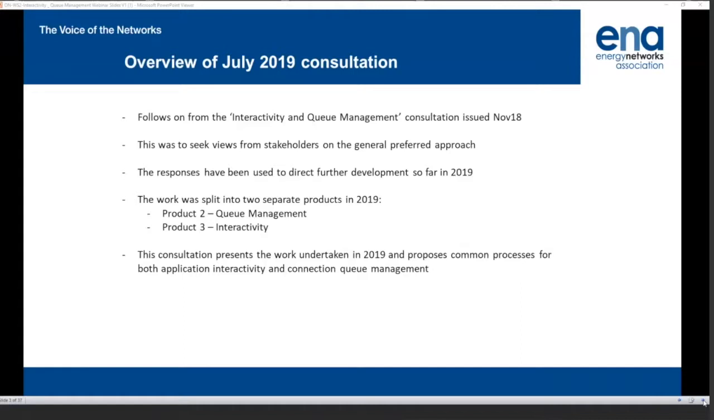And that's what we're going to go over now. We're going to go over some of the main bits in the consultation. Obviously, if you can spend some time to look at the consultation document as well, that'll be absolutely fantastic. So if we could have the next slide.